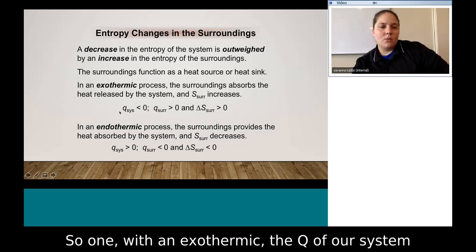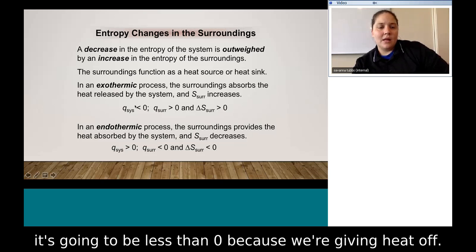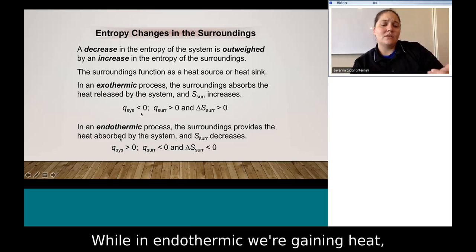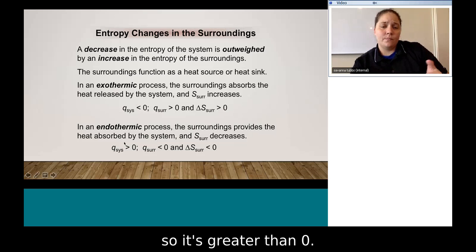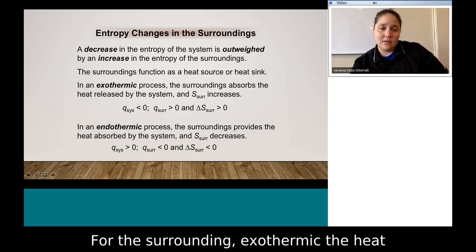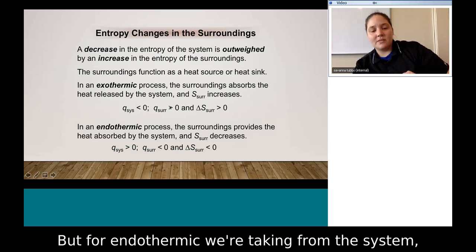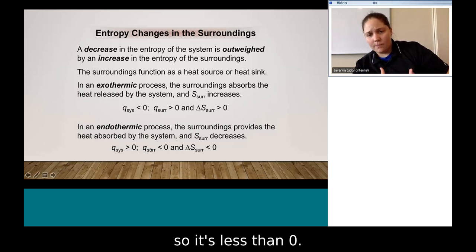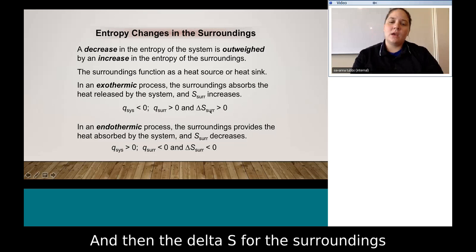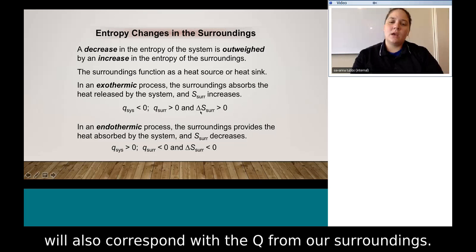With an exothermic process, the Q of our system is going to be less than 0 because we're giving heat off. While in an endothermic process, we're gaining heat, so it's greater than 0. For the surroundings, in exothermic, the heat is going into the surroundings, so it's greater than 0. But for endothermic, we're taking heat from the system, so it's less than 0. And then the delta S for the surroundings will also correspond with the Q from our surroundings.